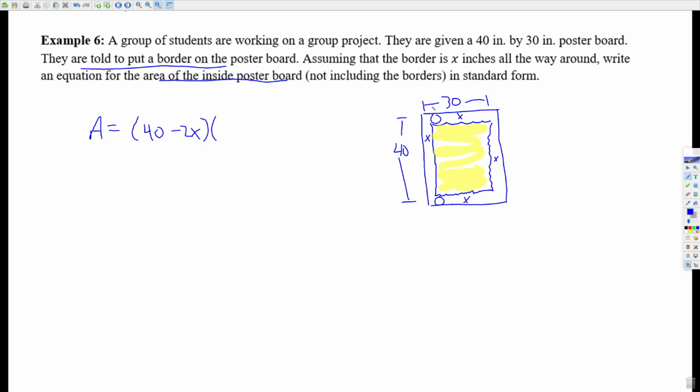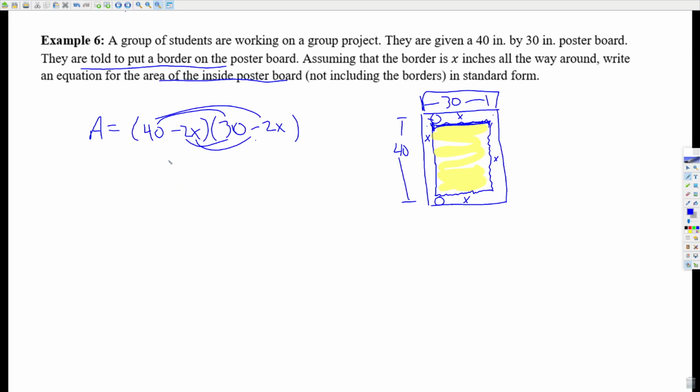Then going across the top, it'd be the same thing. This whole thing is 30. So start with 30, and we're going to subtract 2x again because there's 2 borders here. There's one here and one over here. So this distance inside of here is 30 minus the 2x's. And then we're going to multiply them together like we did before with the door problem. You multiply this, this, and this, and this. You just try that yourself and see if you get the same answer. And then we'll also have to remember to convert it to standard form.